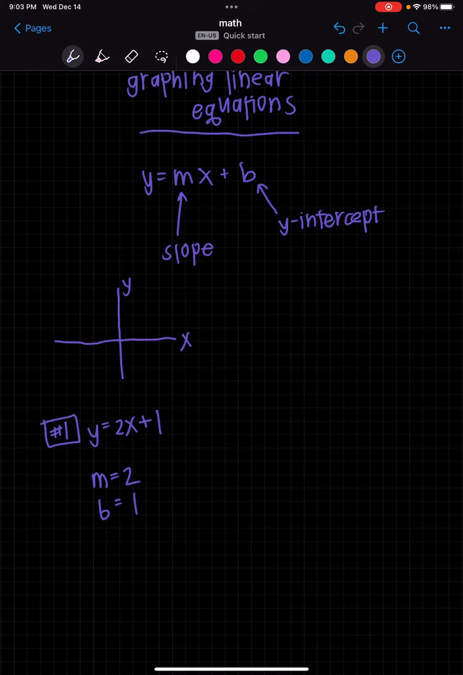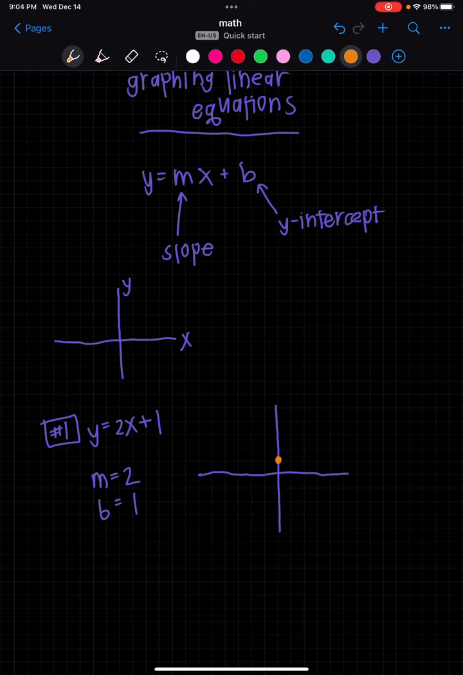Okay, so now when we graph it, let me just draw a graph right here. When we graph it, what's going to happen is you want to start with your y-intercept. In this case, our y-intercept is 1. So what I'm going to do is start at the origin, which is right in the middle of the graph, and go up 1. And we went up 1 because it's a positive 1. If it was a minus 1, we'd go down 1. Then from there, we have our y-intercept. Now we're going to use our slope.